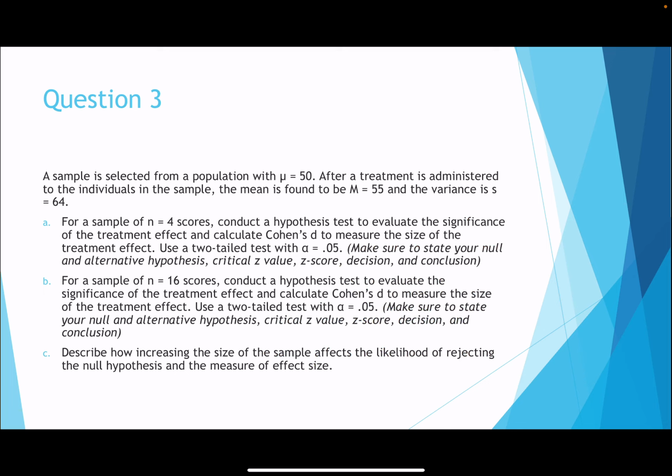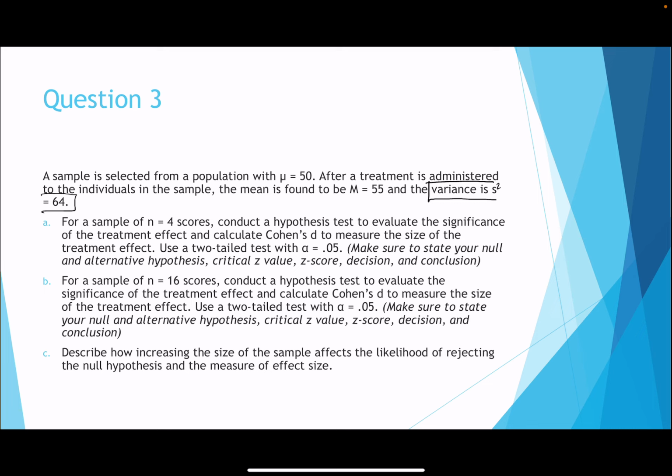All right, so question number 3 here. It says a sample is selected from a population with a mean of 50. After a treatment is administered to the individuals in the sample, the mean of the sample is found to be 55 and the variance is 64. One of the things I need you to understand here is that there are actually two things. One, I'm giving you variance, not standard deviation. So it really should be S squared. I'm sorry, it doesn't say that, but I'm giving you variance instead of standard deviation.